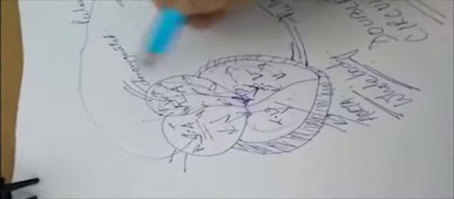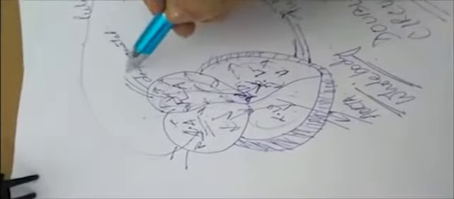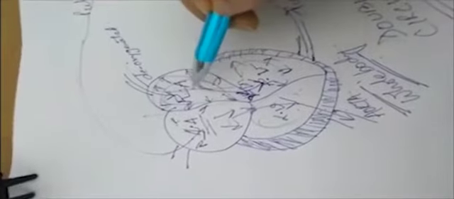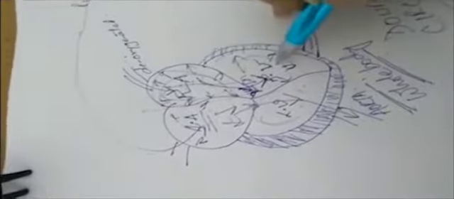I'll again repeat. The deoxygenated blood enters the right auricle. From the right auricle, it goes to the right ventricle. From the right ventricle, it is the pulmonary artery that carries the deoxygenated blood to the lungs. The lungs purify it. Once the blood is purified, it is the pulmonary vein that carries the oxygenated blood and sends it to the left auricle. The left auricle passes the blood to the left ventricle. From the left ventricle, it goes to the aorta.